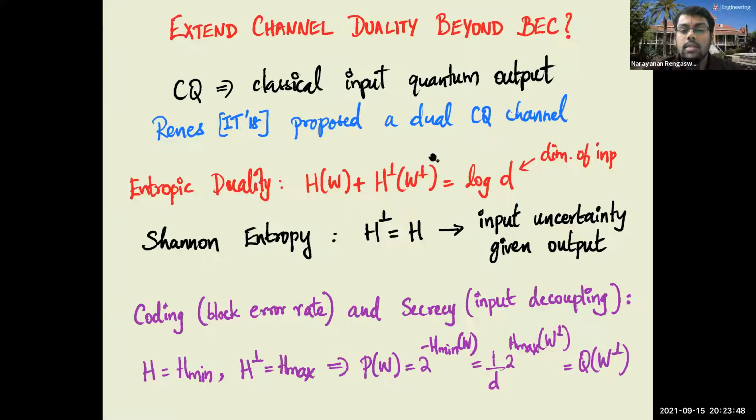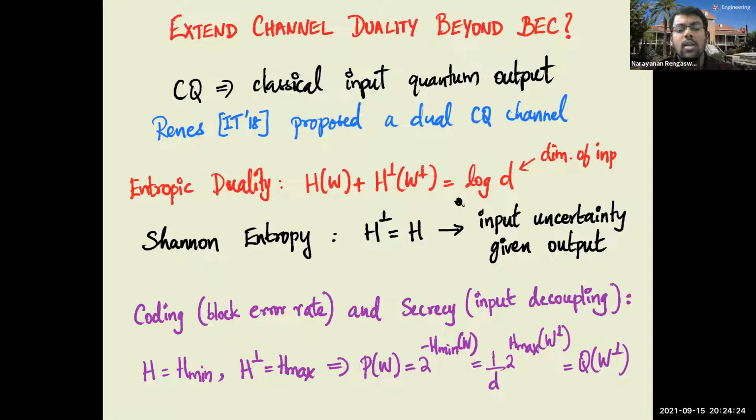Now, Renes then proposed the notion of a dual channel for the class of classical input quantum output channels, or CQ channels. He proved a tight entropic duality in terms of conditional entropies. He showed, as the main result, that the conditional entropy of the primal channel plus the dual conditional entropy of the dual channel sums to a constant, which exactly extends the BSC intuition. He later combined this entropic duality with the notion of code duality and showed that they go together. And he also discusses the notion of a dual CQ channel.